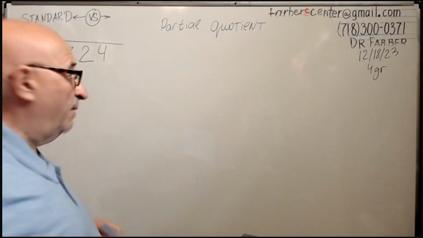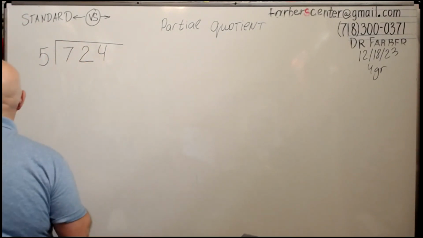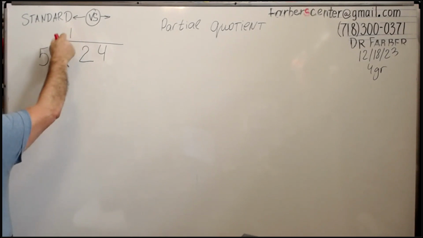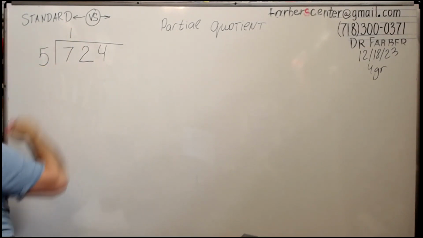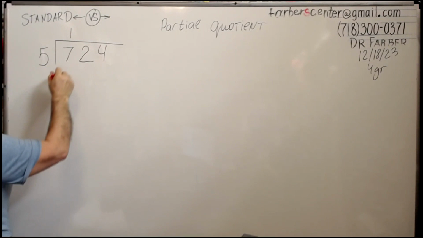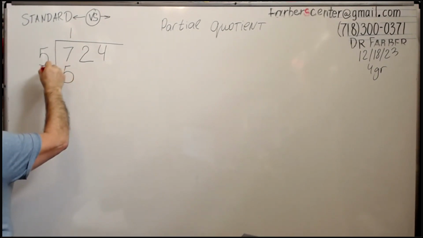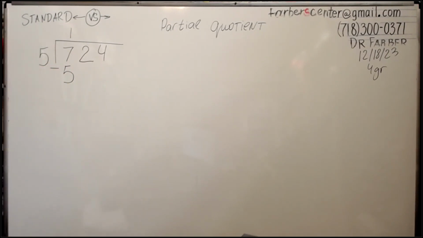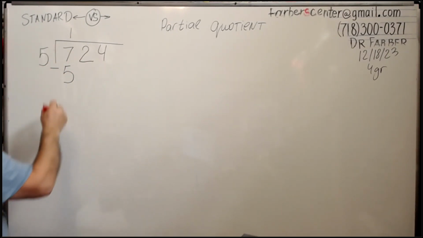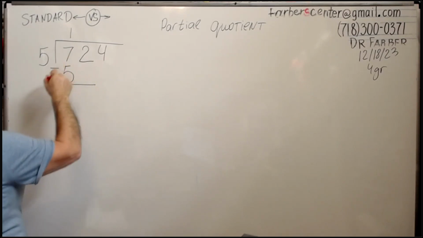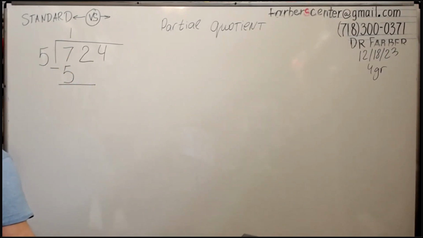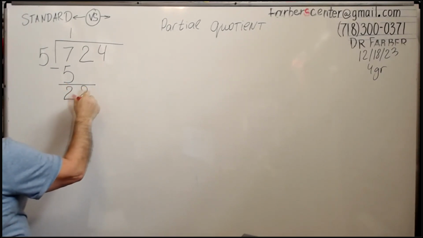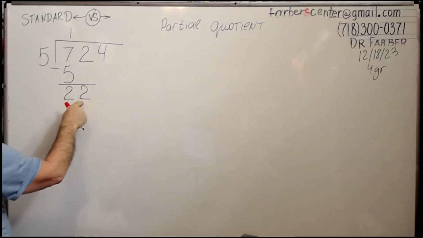Yes. Go ahead. 5 goes into 7 only one time with a remainder of 2. So 1 times 5 is 5. You did everything correct so far. 7 minus 5 is 2. And bring down 2. 5 goes into 22 how many times?